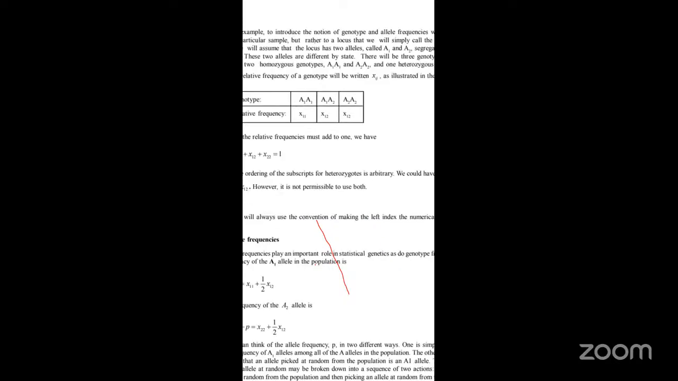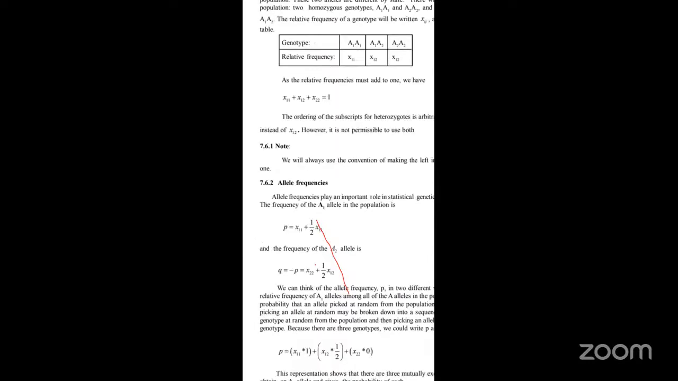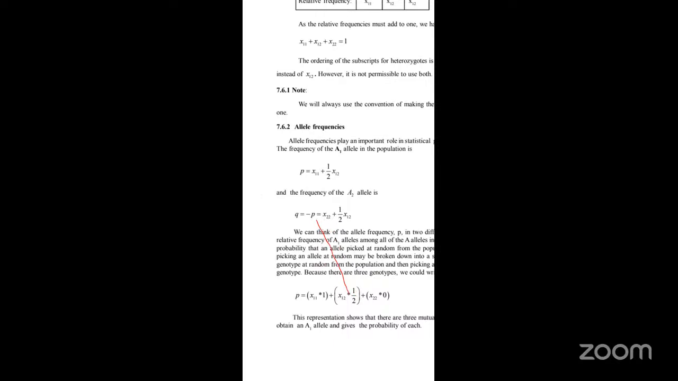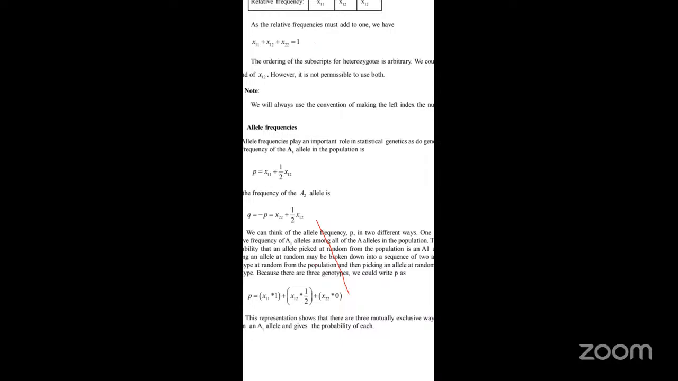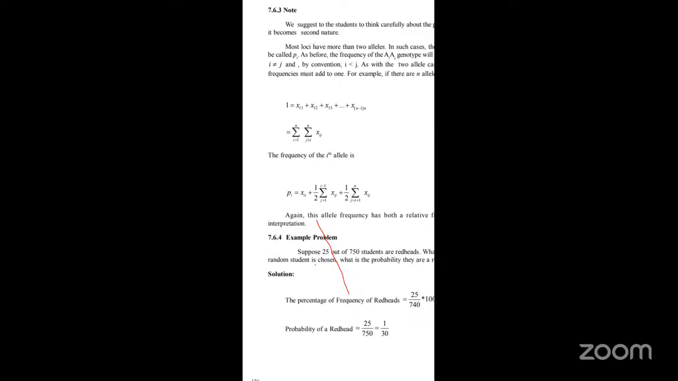So genotypes A1A1, A1A2, A2A2 have relative frequencies X11, X12, X22. So here X11 plus X12 plus X22 equals 1. The allele frequencies are: P equals X11 plus 1/2 X12, and Q equals 1 minus P, equals X22 plus 1/2 X12. Where here p equals the summation of xii plus 1/2 the summation of xij.